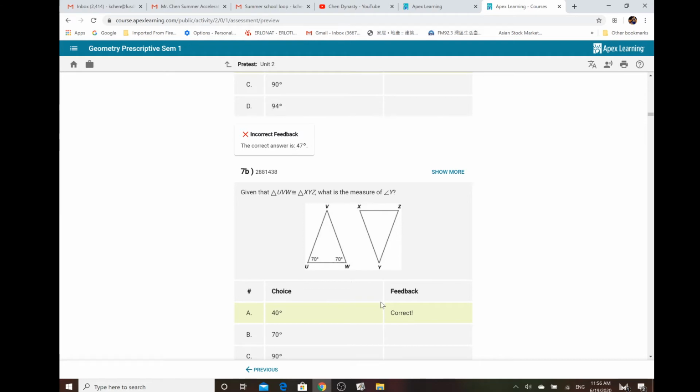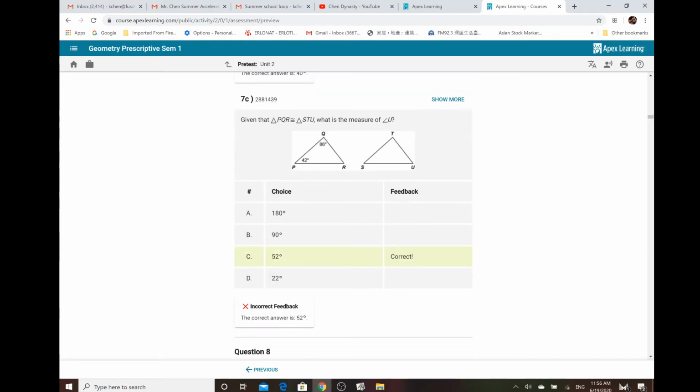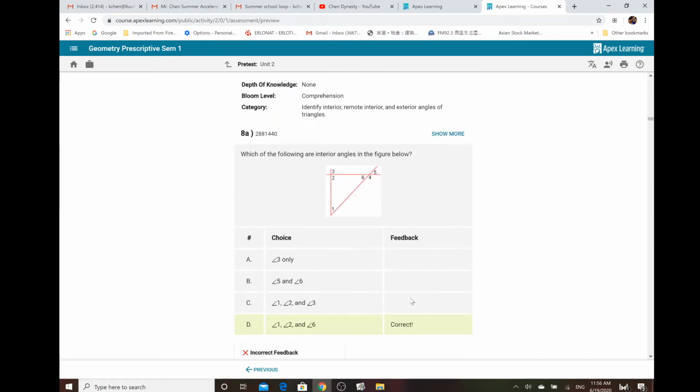So that one too, use the triangle sum theorem to figure out what angle V is. Once you get that, you can set it equal to angle Y, because those are the congruent triangles. One is upside down, the other one is facing upward. Same thing happened with 7C. Okay, so now what about number 8?